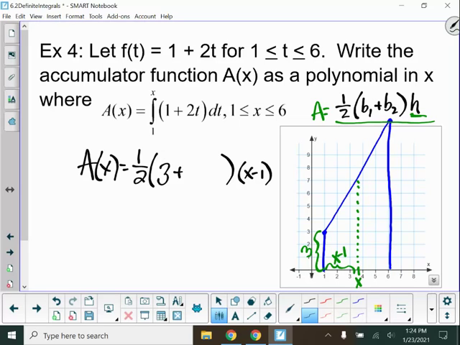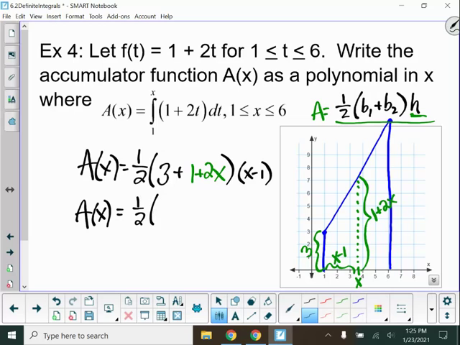Because I know I'm starting at 1, that 3 is not going to change. However, this distance over here, I would be plugging x into the 1 plus 2t function. So this distance is 1 plus 2x. I guess I should have written that in black, but that's okay. So then to find the accumulator function, we need to simplify this.